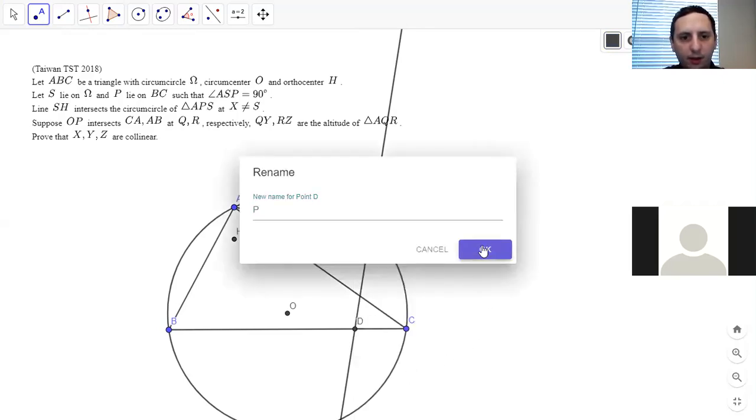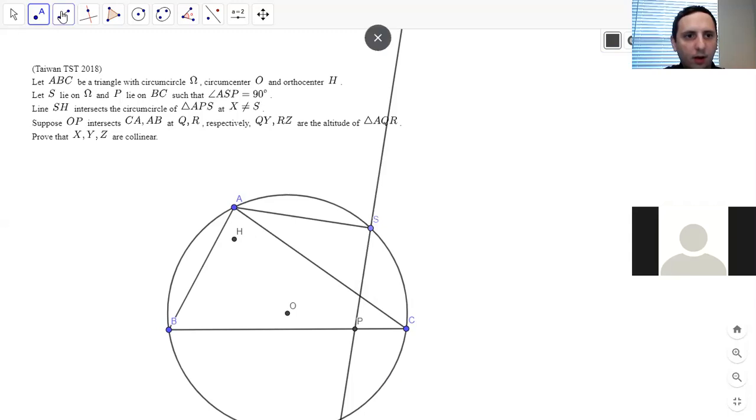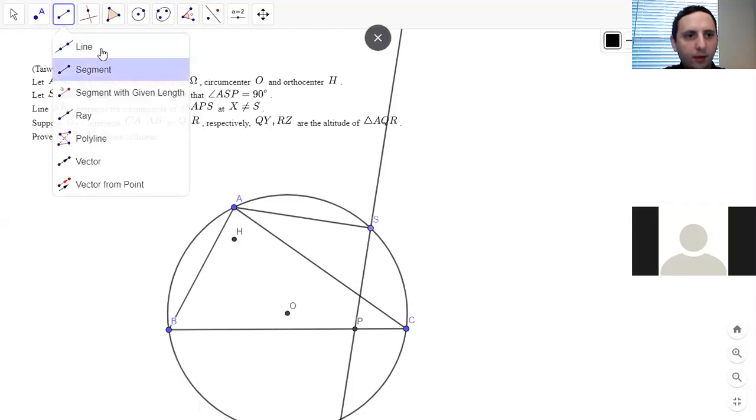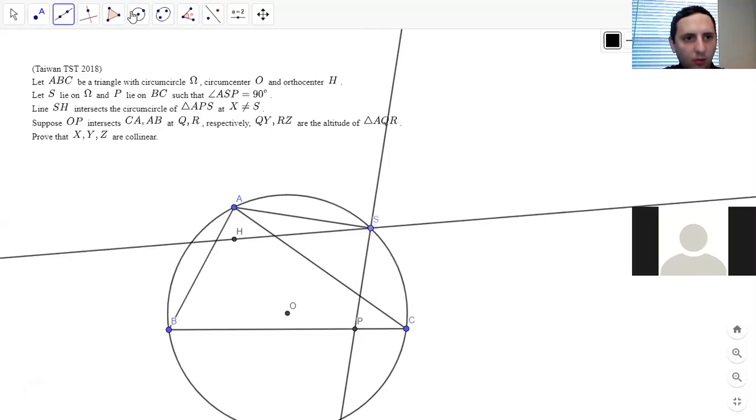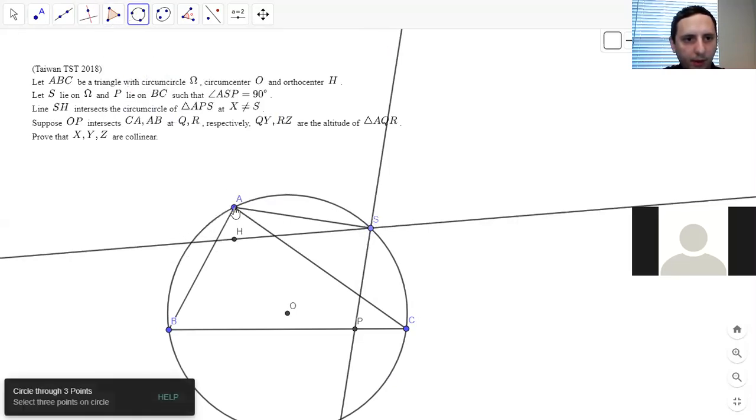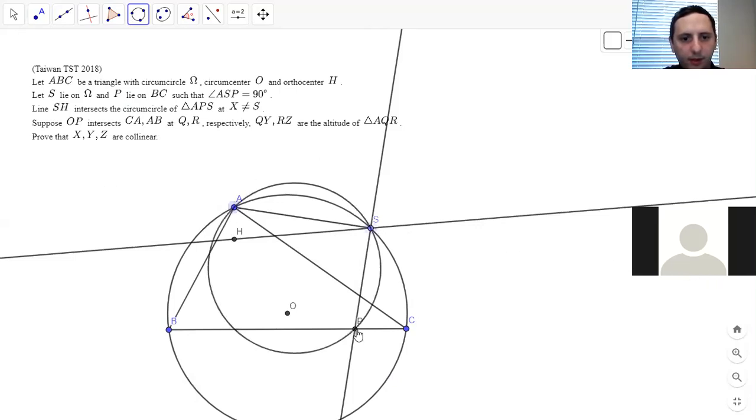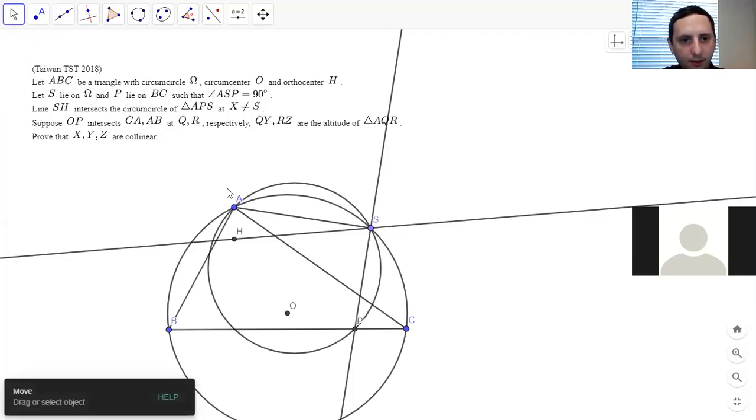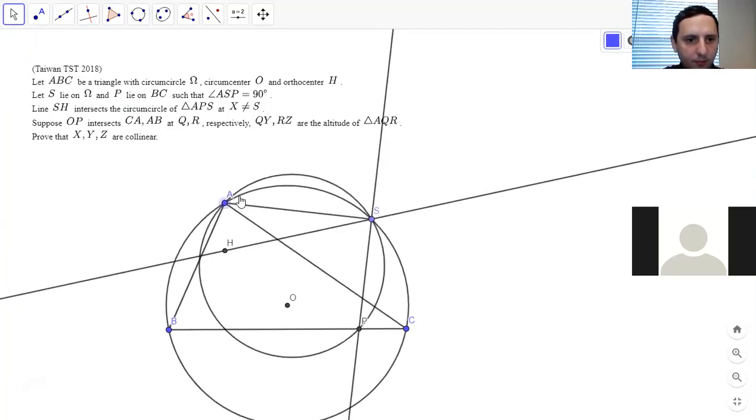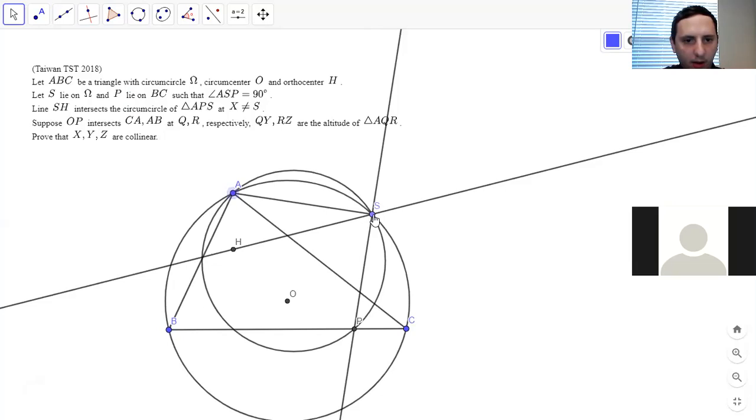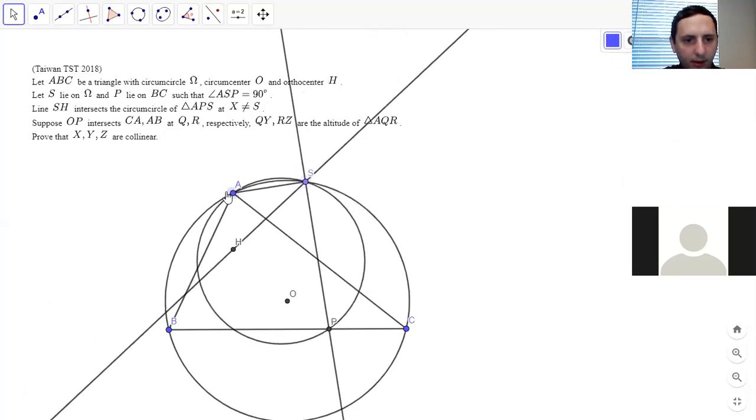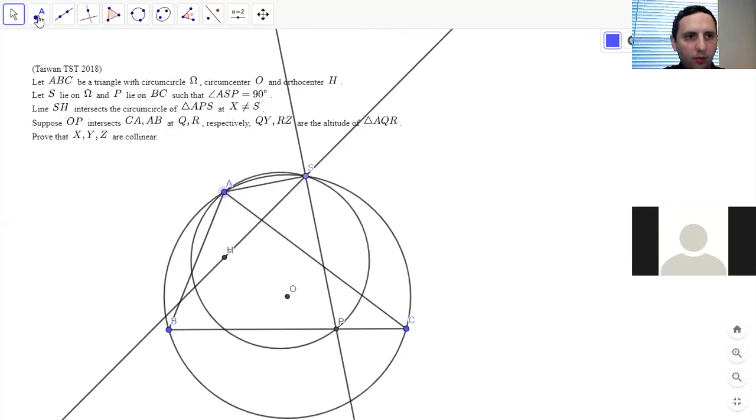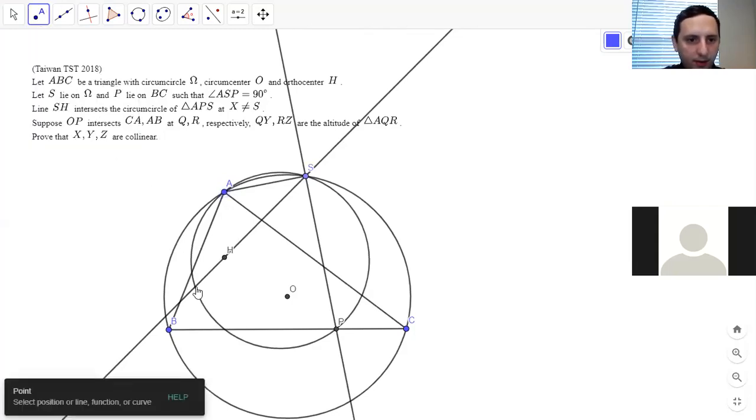And then SH intersects the circumcircle of APS. Interesting. So I'm going to draw the circumcircle of APS. So basically AP is the diameter of that. And SH intersects it at X. I just don't want to make it look like it lies on the side. Maybe something like that would be better. So this would be X.